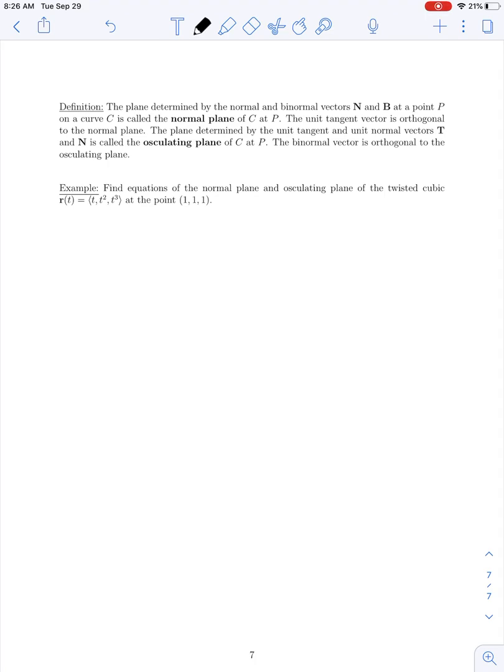Now to finish out this section, we will define 2 planes that are related to a space curve, which are defined by a couple of vectors within the Frenet frame. So let's consider these particular planes of interest. Here we would say that the plane determined by the normal and the binormal vectors N and B at a point P on a curve C is called the normal plane of that curve at the point P. And the unit tangent vector is the vector orthogonal to that normal plane.